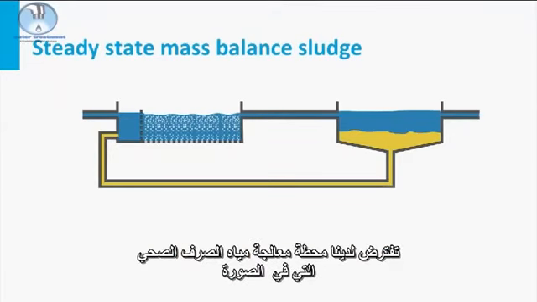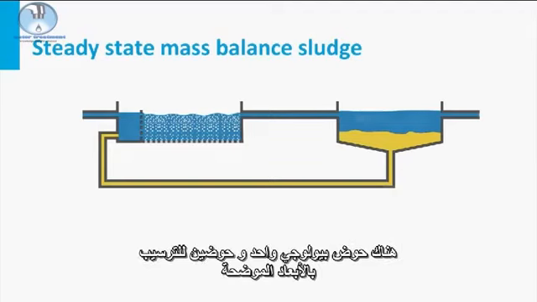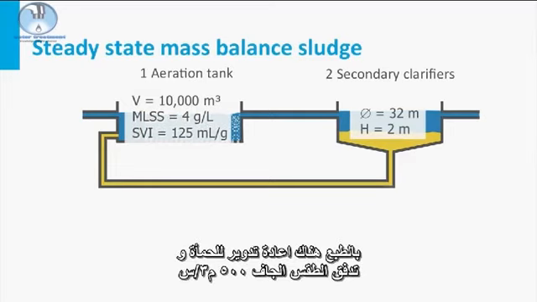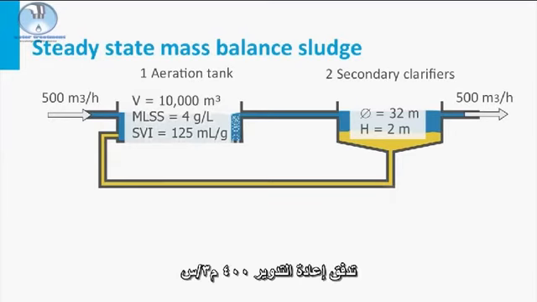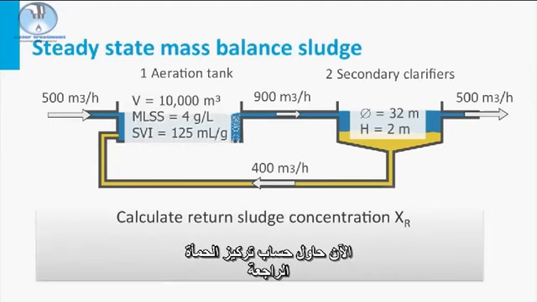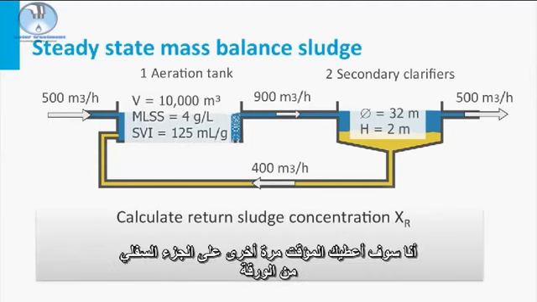Assume we have the sewage treatment plant that is pictured here. There is one biological tank and 2 settlers of the dimensions shown. Of course, there is a sludge recycle, and the dry weather influent flow is 500 cubic meters per hour and the recycle flow is 400 cubic meters per hour. Now please try to calculate the sludge concentration in the sludge recycle.